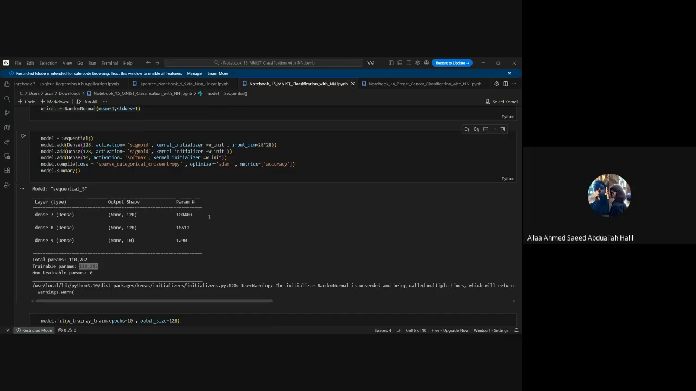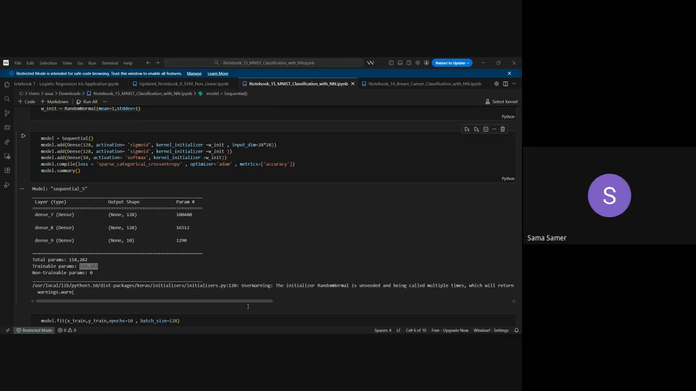Okay, so how do we actually determine how many layers we should put in the code? Like here we use three layers. The first is sigmoid, the second is sigmoid, and the last one is softmax. So how do we actually define how many layers we should have?